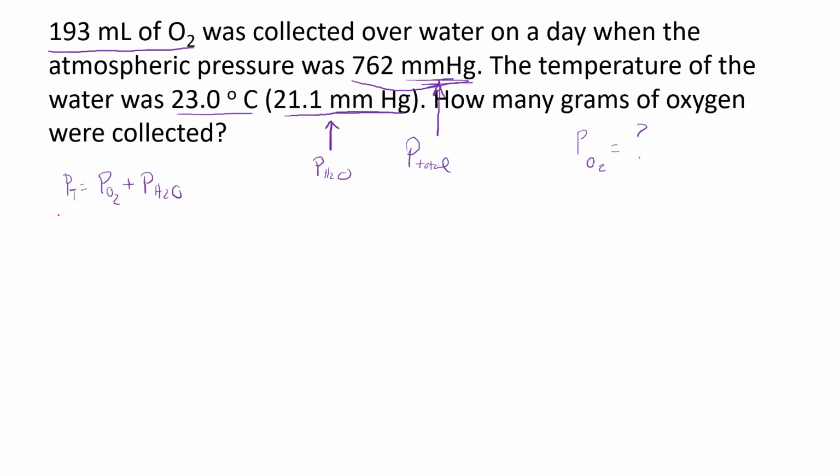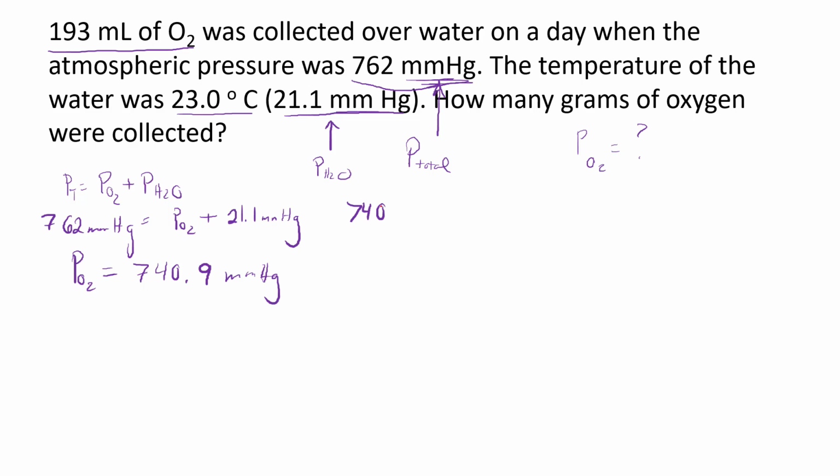So I'm going to do pressure total, 762 millimeters of mercury, equals pressure of my oxygen, which we are solving for, plus the pressure of water, which is 21.1 millimeters of mercury. And now we can solve for our pressure of oxygen, which is equal to 740.9. Notice that this is my last sig fig right here. And that is millimeters of mercury.